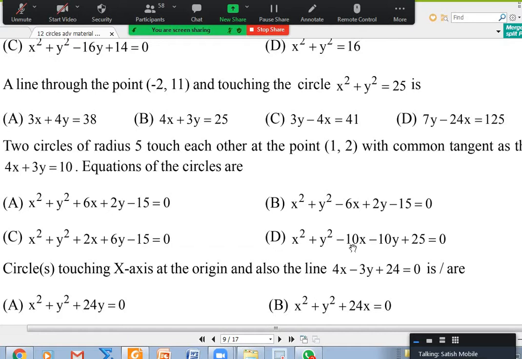Okay, the 11th one is a more straightforward question. So you can try the 11th one.